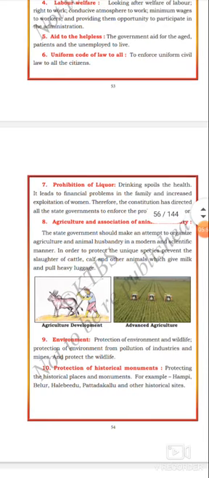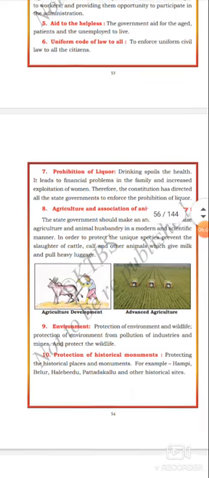Fifth one is aid to the helpless. The government aid for the aged, patients, and the unemployed to live. Fifth point is aid to the helpless. Aid means what? Help. Got it?